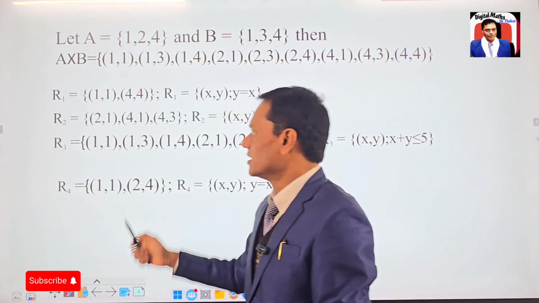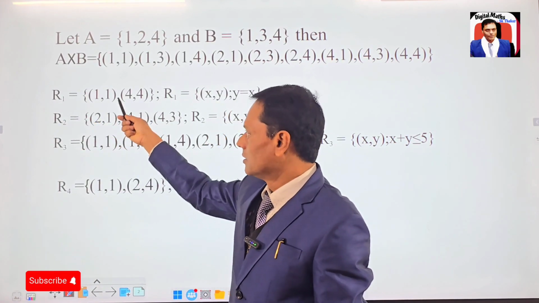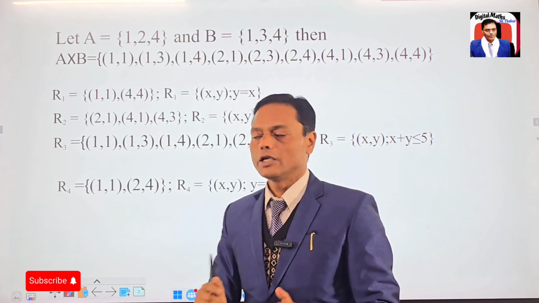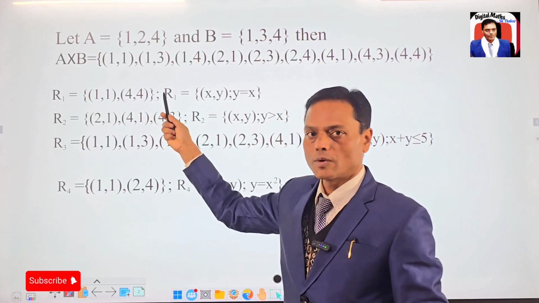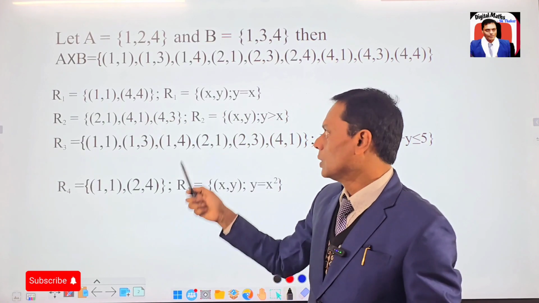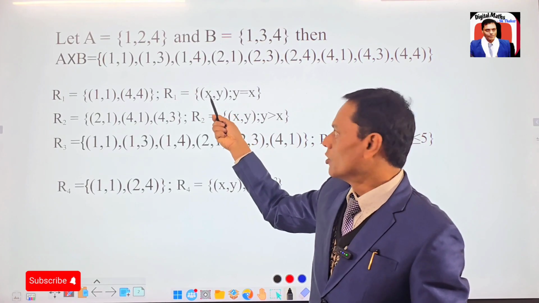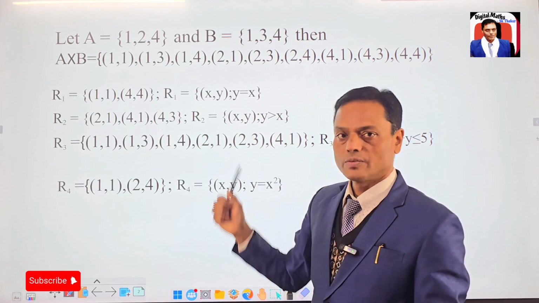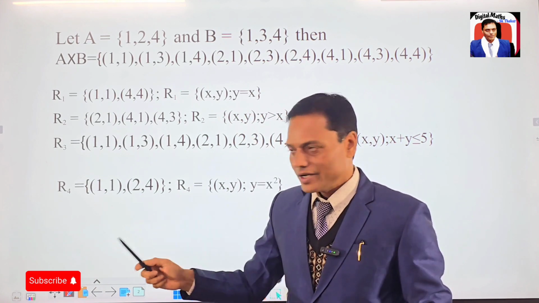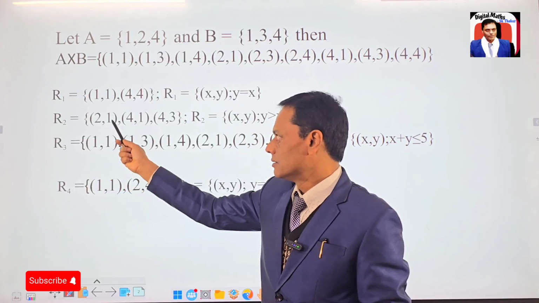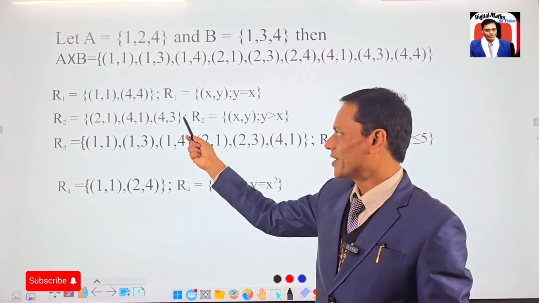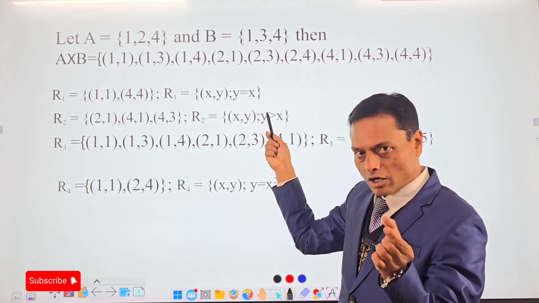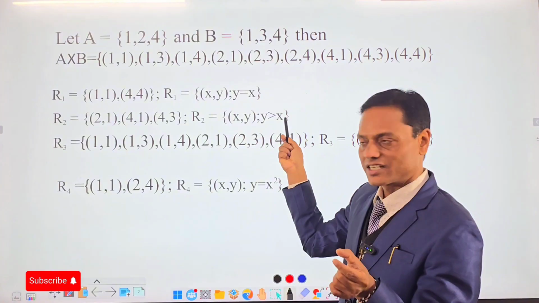So if we select the first relation, equal components, the ordered pairs whose components are equal, then we can get (1,1) and (4,4). Symbolically we can write it as (x, y), that's representing the ordered pairs, and y equals x means both the components are equal. Likewise, another relation: (2,1), (4,1), (4,3), and we see in all these ordered pairs the x component is greater than the y component.